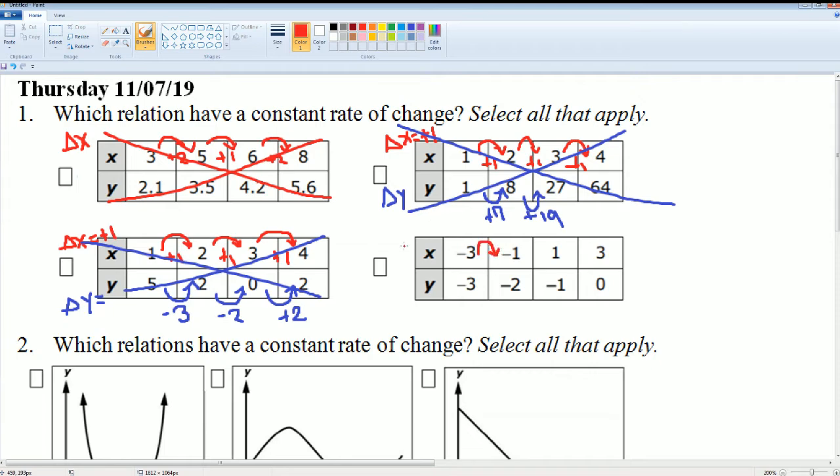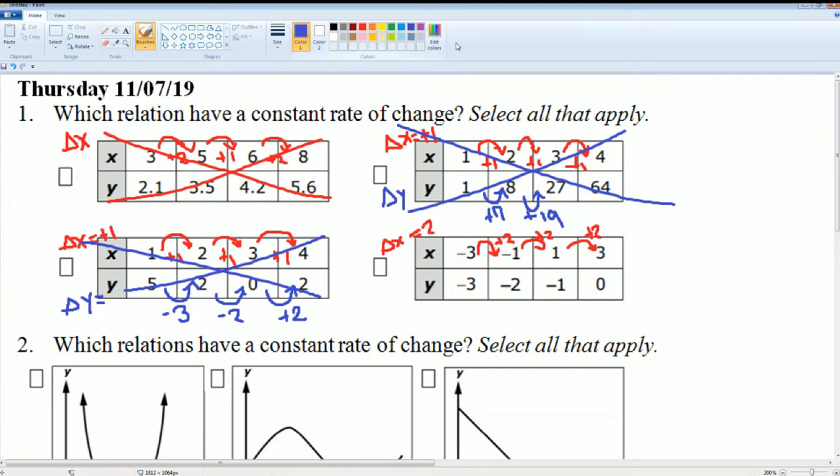All right, let's find delta x. So negative 3 to negative 1. I think we're adding 2. Is that right? Yep, negative 3 plus 2 is negative 1. Add 2 is 1. Add 2. Perfect. So we have an add 2.